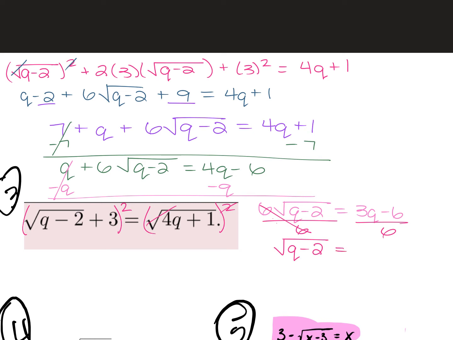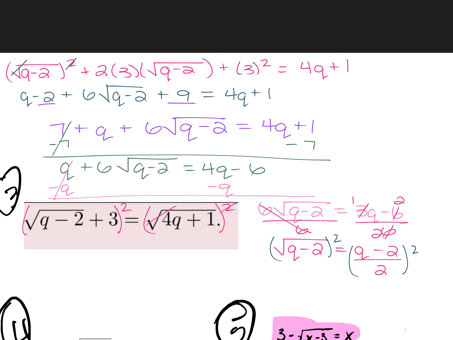3q minus 6 over 6 is all divisible by 3. So I would do 1, 2, 2. This is q minus 2 all over 2. From here, you have to square both sides. So this is going to be squared. This is going to be squared.